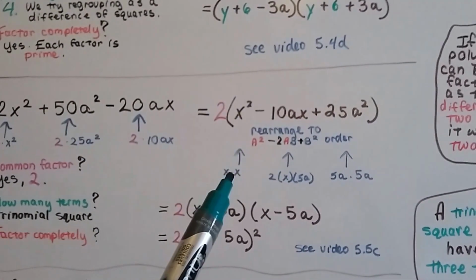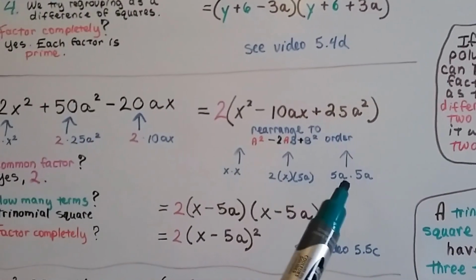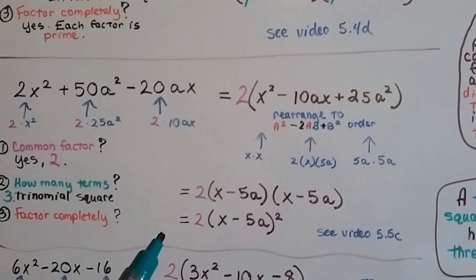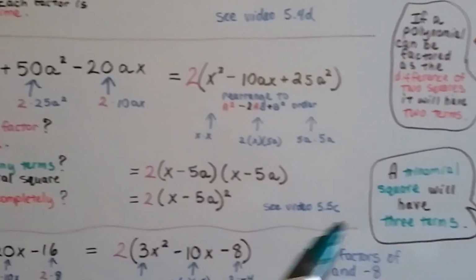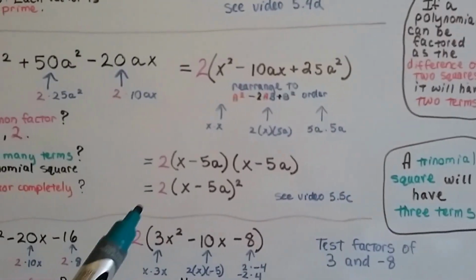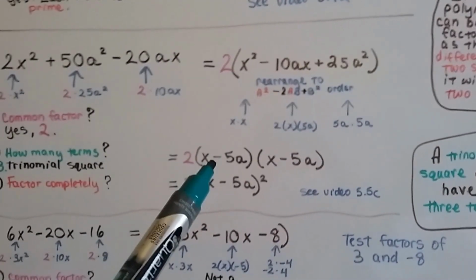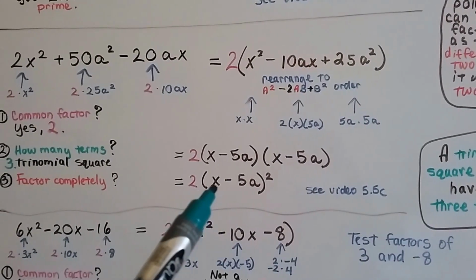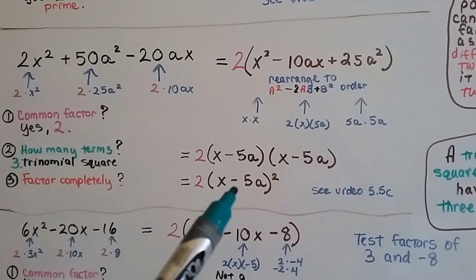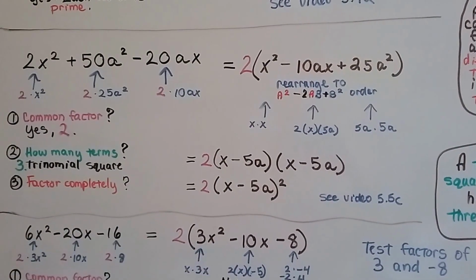This gives us x times x, 2 times x times 5a, and 5a times 5a. We have a trinomial square. A trinomial square will have 3 terms, okay? That's 2 times x minus 5a, which can be rewritten as 2 times x minus 5a squared. Okay?